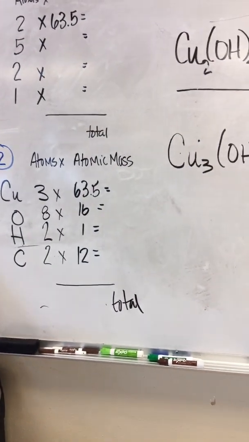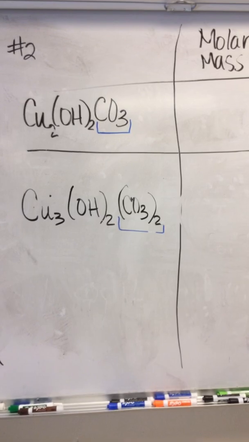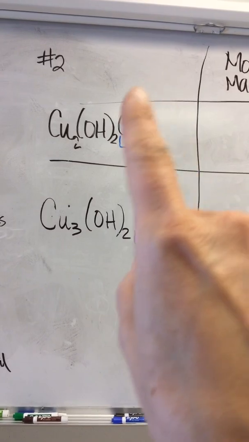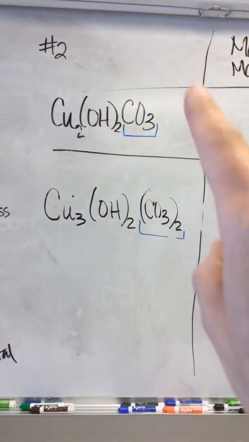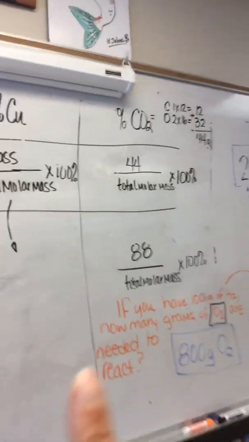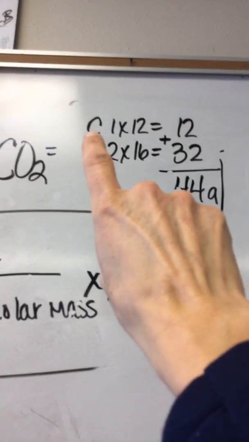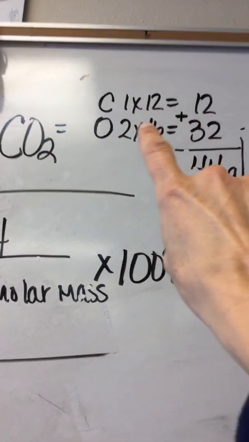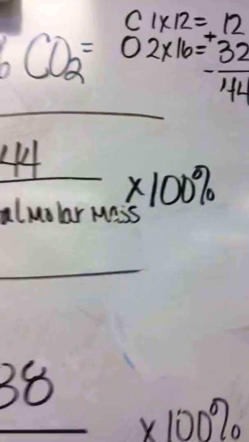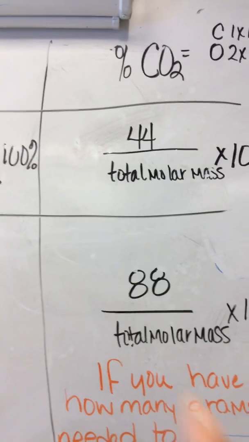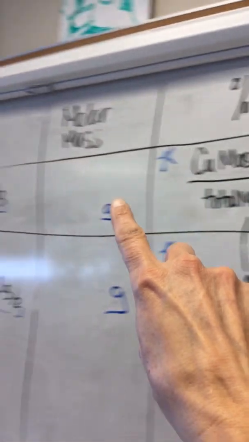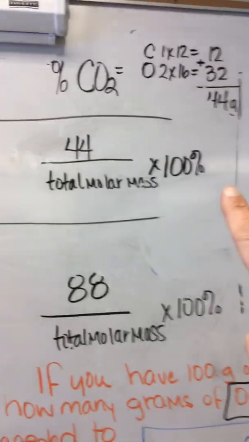Lastly, number 2 asks you to come up with the carbon dioxide's composition based on the carbonate ion. So I got this blue around my carbonate ion. Sample number 1 has 1 carbonate ion, 1 CO3. So we need to look at carbon dioxide's molar mass. 1 carbon atom at 12 plus 2 oxygens at 16 gives you 32. So 44 grams is what carbon dioxide weighs in molecule 1. So take 44, divide it by the total molar mass, which you had entered right there, times it by 100.